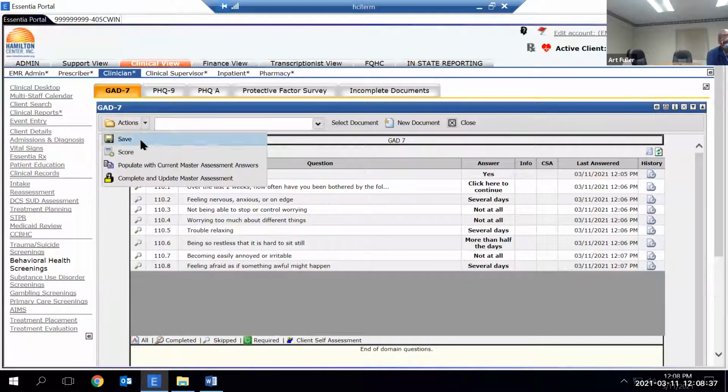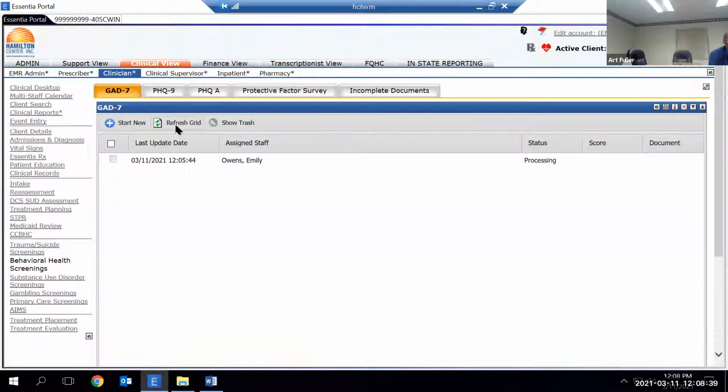And then you go to your actions and you complete that master assessment. He scored a 5 out of 21, I believe it is. So it's rather a low score. So it doesn't seem like he's having a lot of anxiety. This is the generalized anxiety screen. The patient health questionnaire is more of their mood.